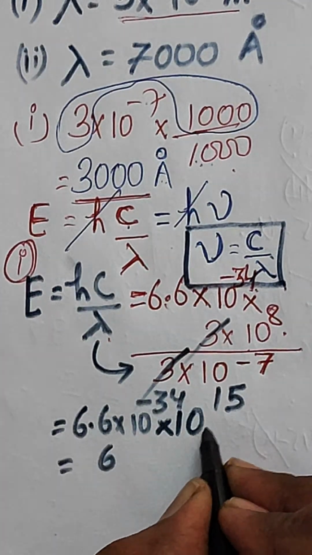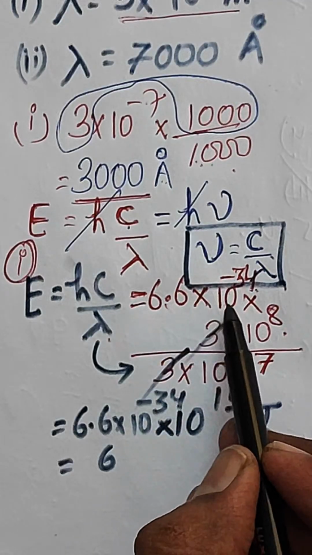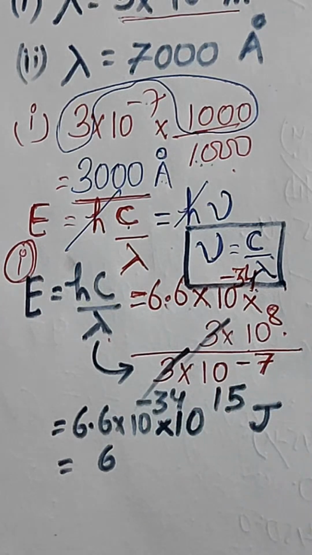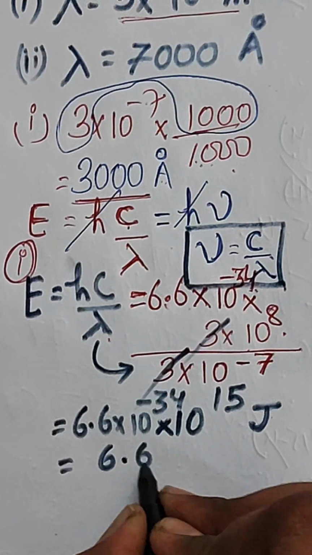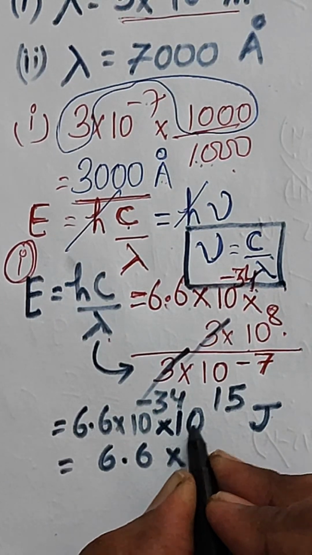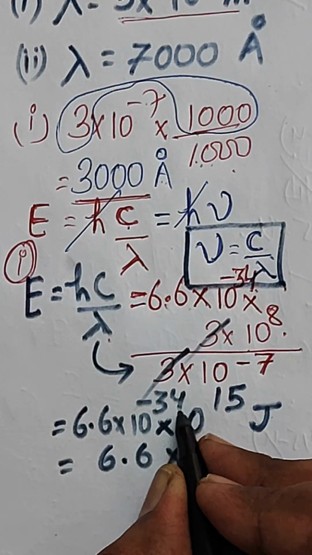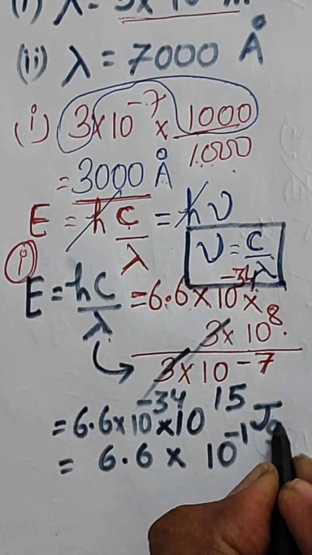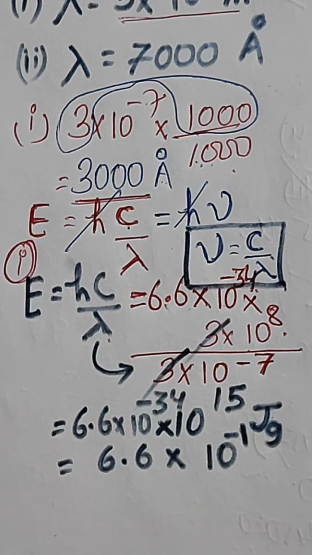6.6, this is all in joule, because the unit of Planck's constant is joule second. So joule will remain over here, so energy is in joule. So it will be 6.6 into 10 power minus 34, multiplied by 10 power 15. This will be added, then 15 will be added to minus 34, so 19 will be left. So 10 power minus 19.